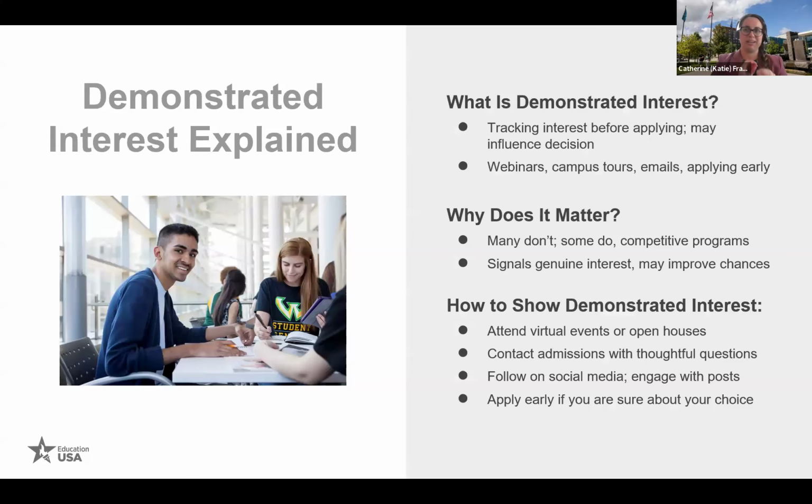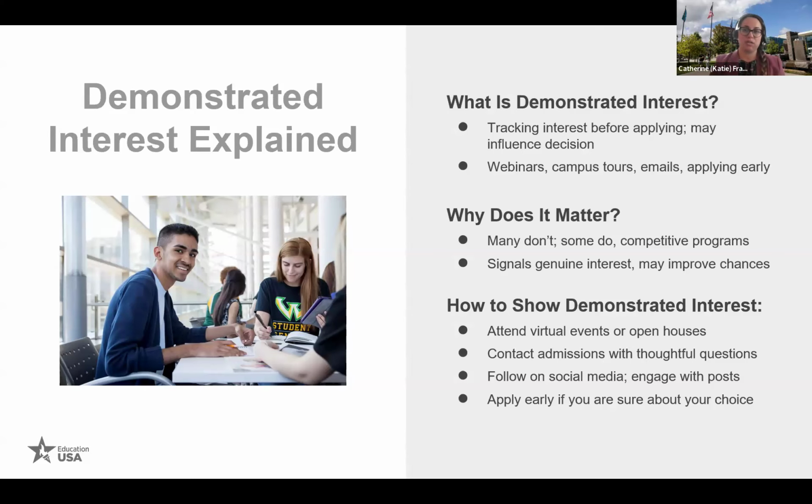And just a little quick piece about demonstrated interest explained. I'm not sure if anyone's aware of it, but I wanted to at least put it out in writing, kind of define it. It's when universities track interest before applying, and that it may influence the decision. And they're going to track the webinars, campus tours, all your emails. And they also want to see that you're applying early, that those all are going to show genuine interest.